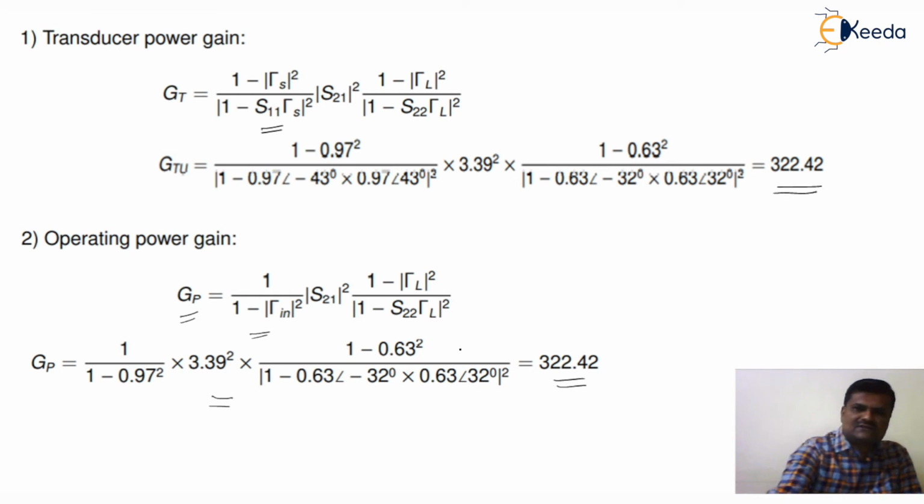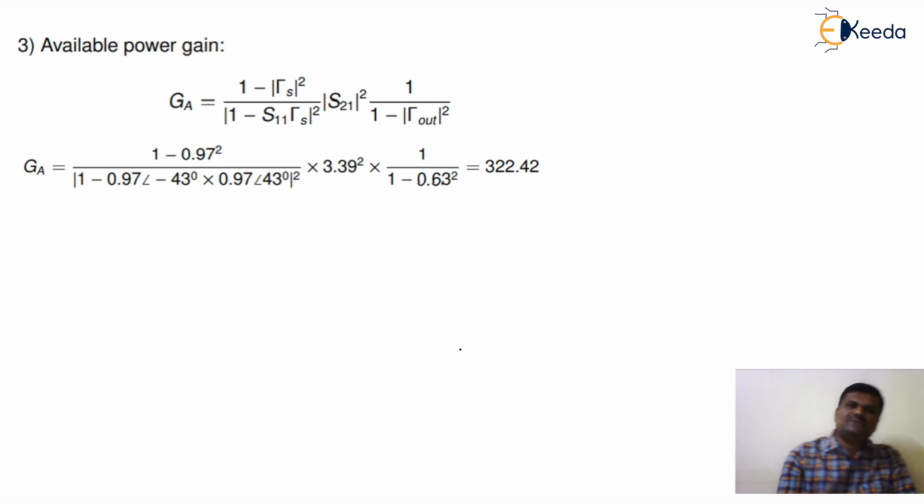In the same way, we will calculate available power gain GA equal to, now keep two terms as usual, and replace the last term by 1 divided by 1 minus mod gamma output square. So from the given data, put all the values in the above equation, do the calculation, then you will get the answer. This is 22.42.